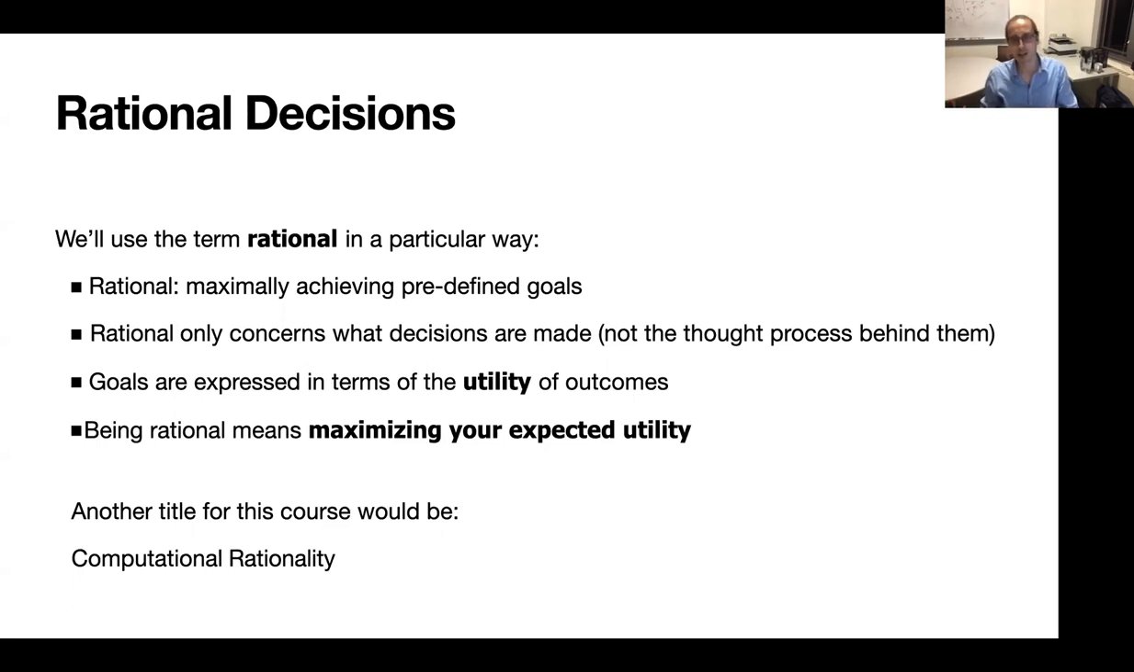But in general, utility is a bit more of a complex concept. I have much more to say there, but I won't go into it right now. We'll come back to this in the course. But the idea is that being rational here means maximizing your expected utility. So you maximize how much utility you get into the future, how much you expect into the future.